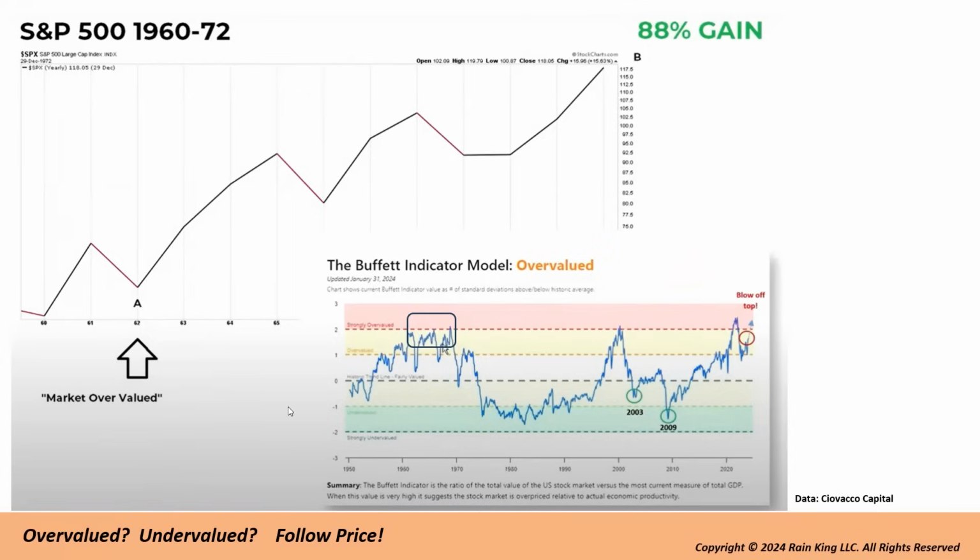And back in 1962, Shavako Capital put together this slide. And back in 62, Warren Buffett had an indicator model that looked at overvalued and undervalued. And he had said consistently throughout this period in the 60s that equities were overvalued. So you can see here from the points that he was saying is overvalued, the market ran up 88% over the next 8 years. So don't get hung up on overvalued and undervalued. We want to follow price and follow our instruments on the market trend.